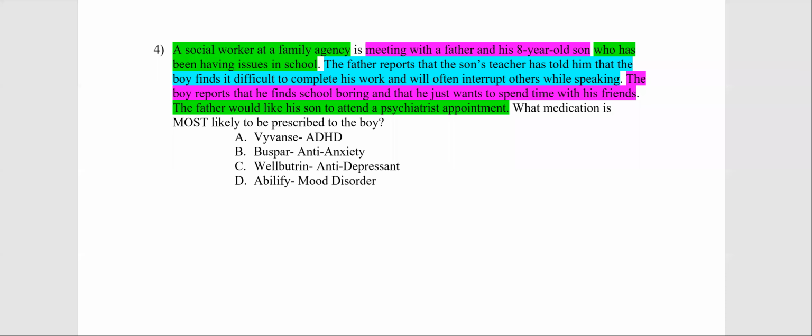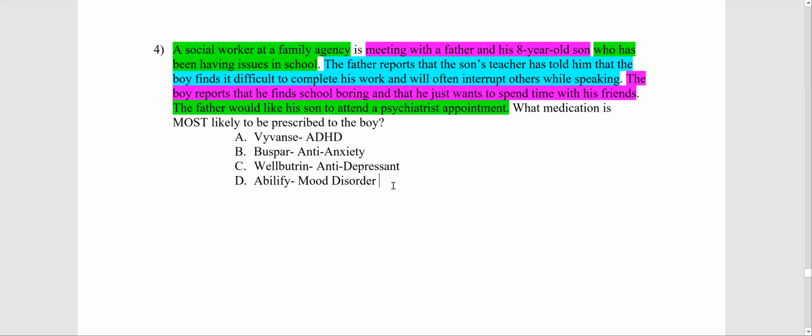So quick review, family agency, meeting with a father, 8-year-old son. He's having behavioral issues in school. Father reports the son's teacher said he's finding it difficult to complete his work. He's interrupting other people as they're going along. And the son says he finds school boring. He just wants to spend time with his friends. So keep that in mind as we look through the different medications.